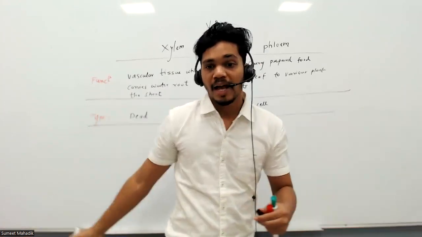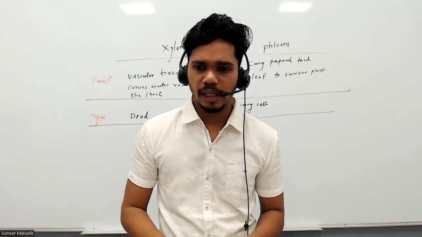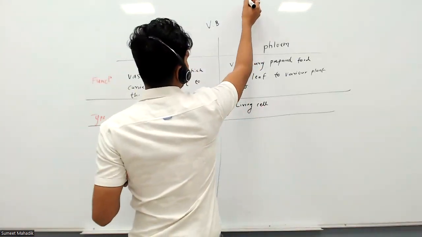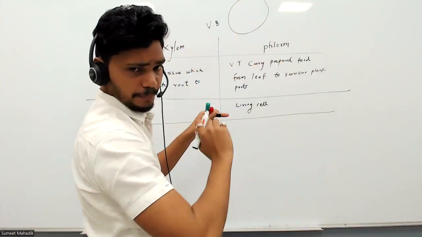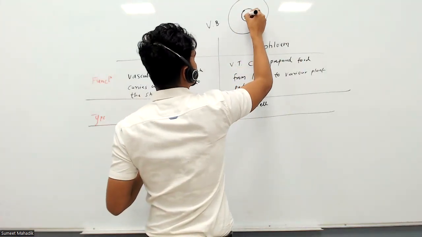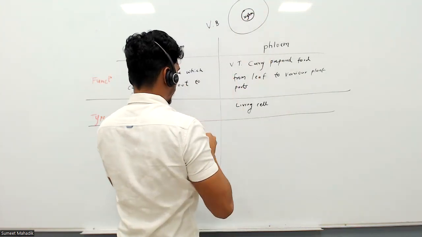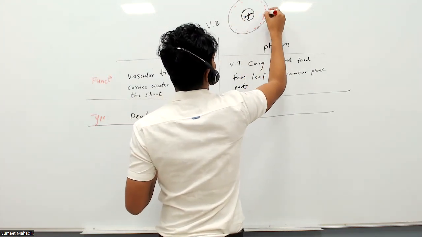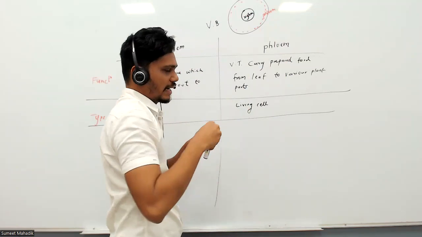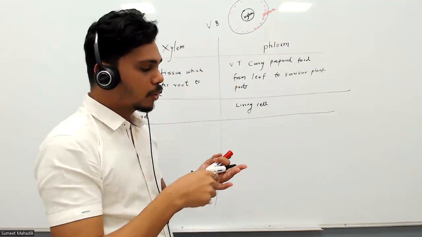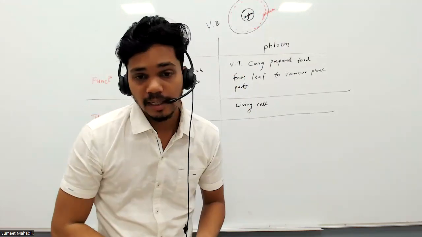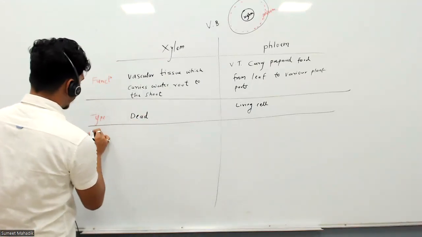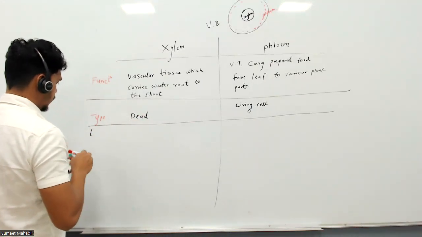So we are moving on. What's the third point? That is location. Now, where is the location of the xylem and phloem? The moment I call it a vascular bundle, when you talk about the plant, at the center mostly the xylem will be found, and at the periphery the phloem is found. So at the periphery of this stem, who is present? That is your phloem.